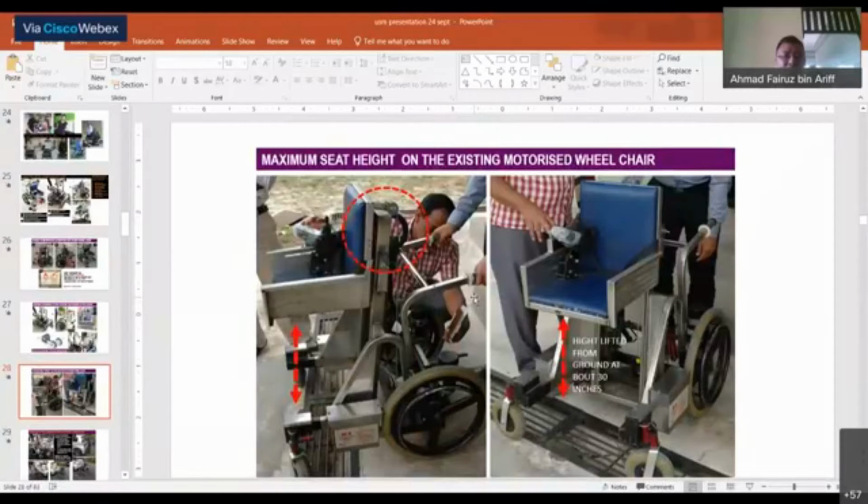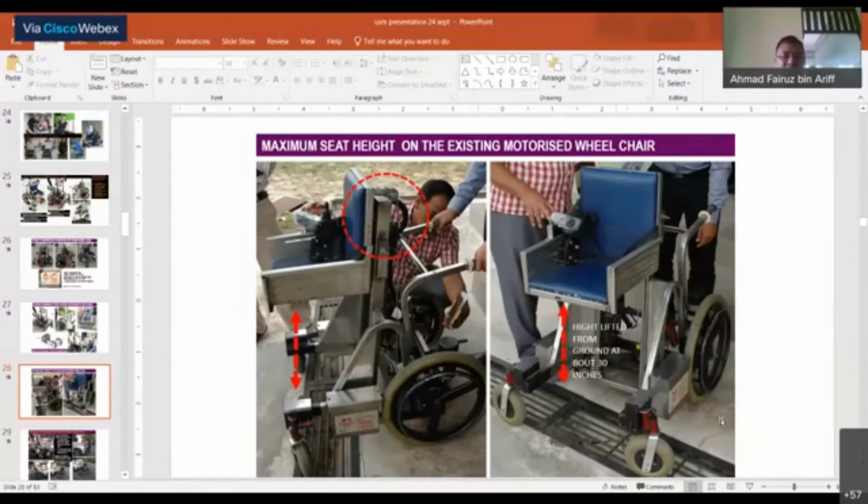Okay, and this is the maximum height of the existing motorized vehicle. So in terms of the height, it can go this far, and you can see this is how the thing looks like.